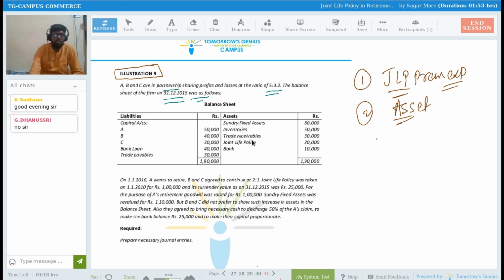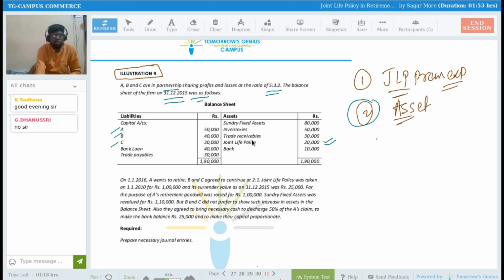So the balance sheet is given to me. Capital values are given for A, B, and C. Then if I see here, joint life policy is given to me on the asset side at rupees 20,000, right? So how much amount I have invested into the joint life policy is written over here in the balance sheet, that is 20,000 rupees, right? It means they are treating this joint life policy as an asset, right? So this question belongs to the second concept, not the first concept.